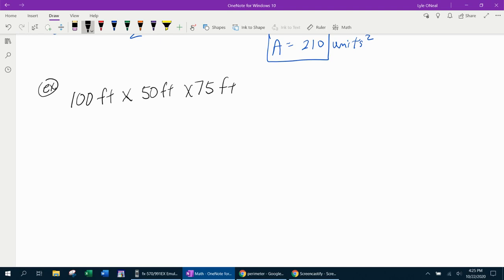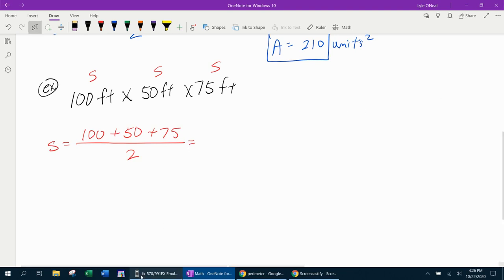Well, we know the way that we figure out the price of a lot is we multiply how many square foot it is times how much it is per square foot. So we're going to have to find the area. This is a side, side, side setup. And so that means the first thing we need is the semi-perimeter. All right, so we're going to have 100 plus 50 plus 75 all over 2.